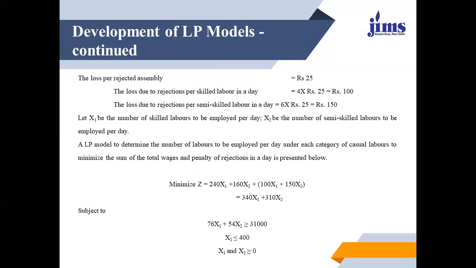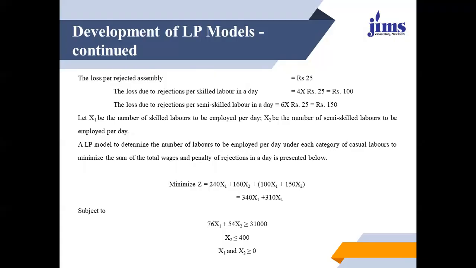240 x1 plus 160 x2 plus the rejection cost. Rejection cost per skilled labor is 100, so 100 x1. Per unskilled labor is 150, so 150 x2. So this becomes 240 x1 plus 100 x1, which means 340 x1, and 160 x2 plus 150 x2, 310 x2. So we have to minimize Z is equal to 340 x1 plus 310 x2.